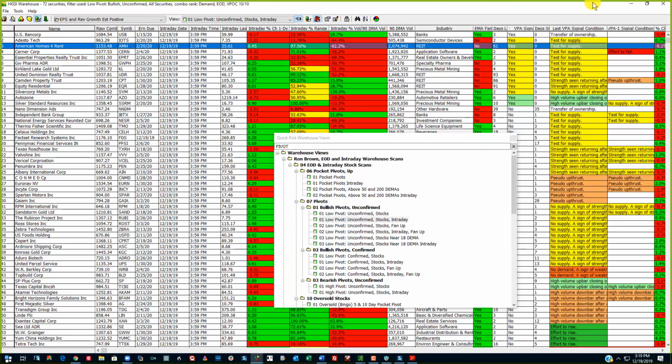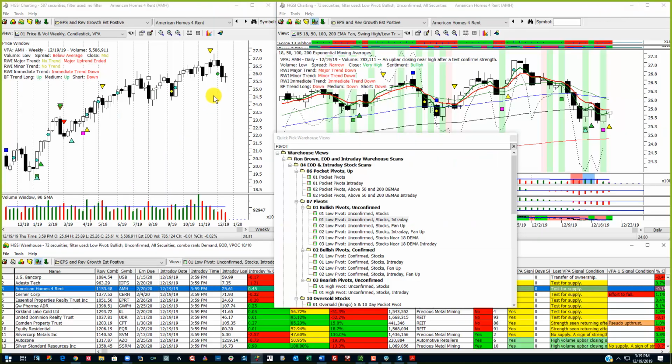We're still not getting a decent perspective though, and to do that, what you need to do is you need to have your weekly chart up here. You can see that it's trying to hold.